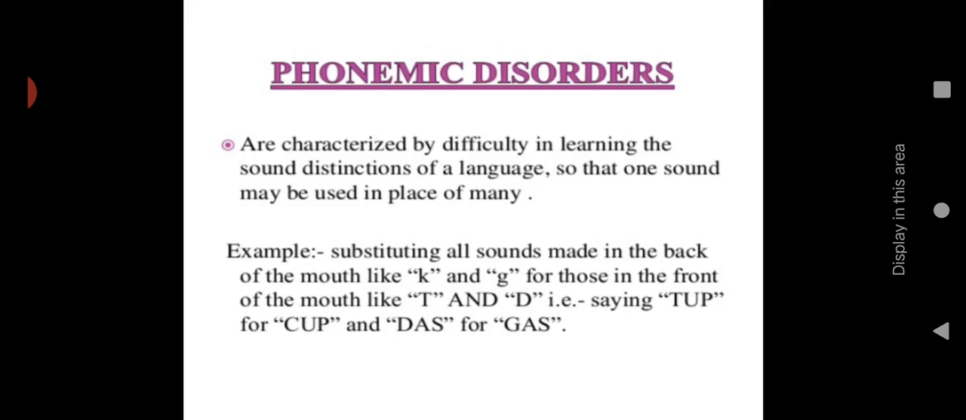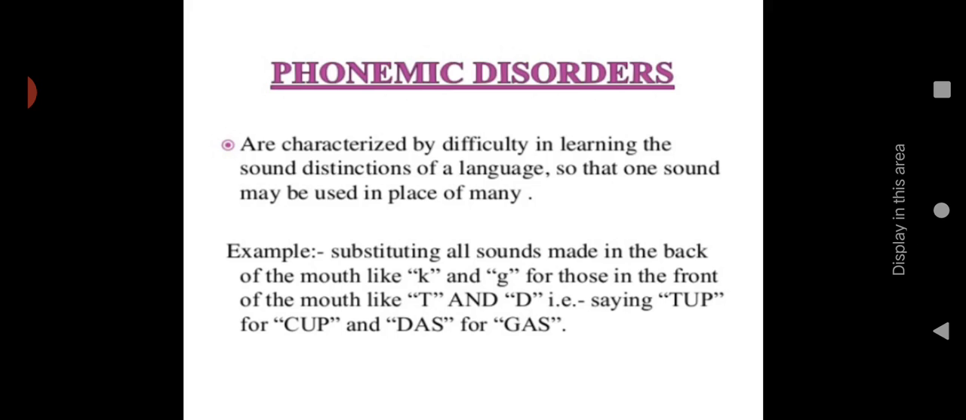Here the example they are giving: substituting all sounds made in the back of the mouth like K and G for those in front of the mouth like T and D. Sometimes they are saying tub for cup. Instead of cup they are saying tub, and for gas they are saying das. So they are keeping D for G, and instead of G they are keeping K.